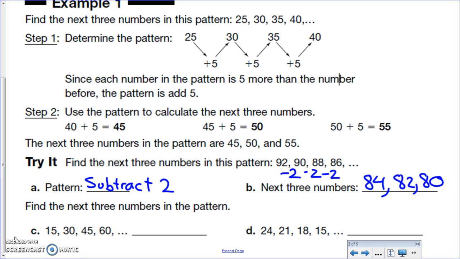For C and D, we need to find the next three numbers in the pattern. So for C, we have 15, 30, 45, and 60. So 15 plus 15 gets us 30. 30 plus 15 gets us 45. And 45 plus 15 gets us 60.